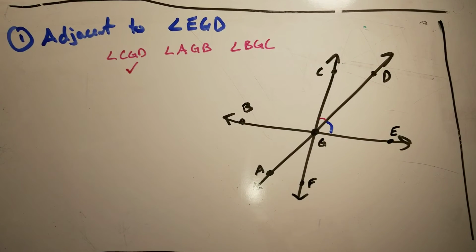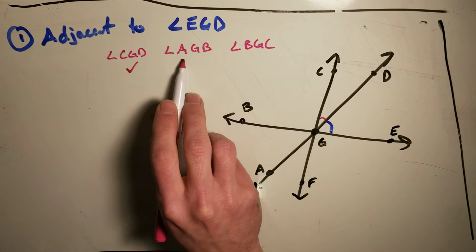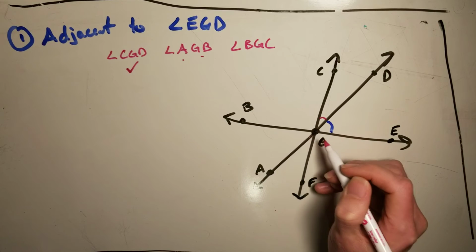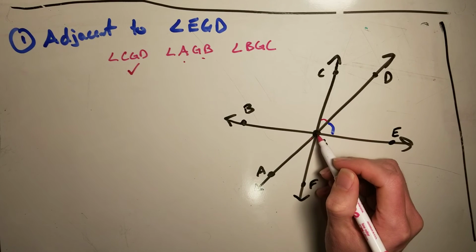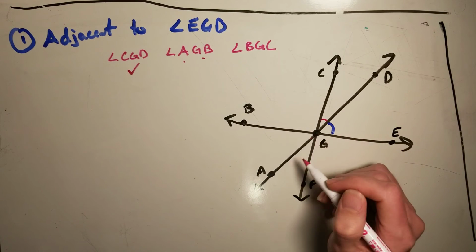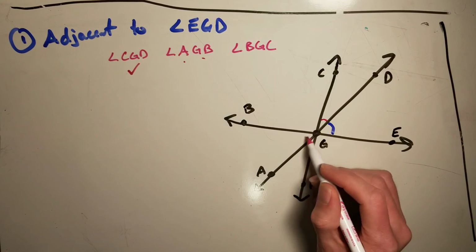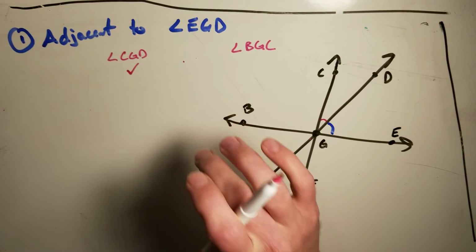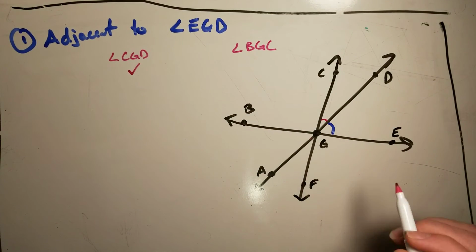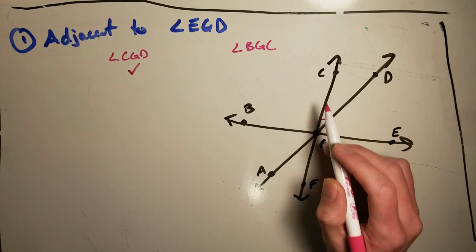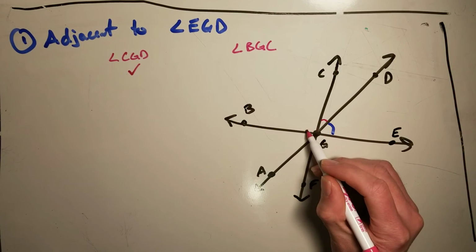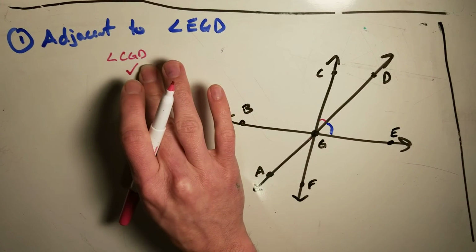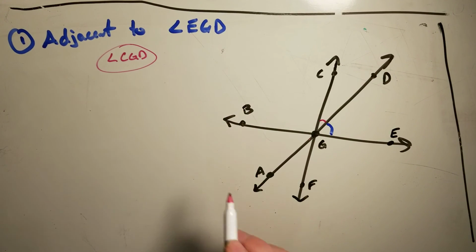Let's check the others just to make sure. Angle AGB, that would be this angle right here. You can see that they have a common vertex, but they do not share a common side. Actually, these two angles would be vertical to one another, but they're not adjacent. Our last one was angle BGC. That would be this angle right down here, and they share a common vertex but no common side. So your answer for number 1 was angle CGD.